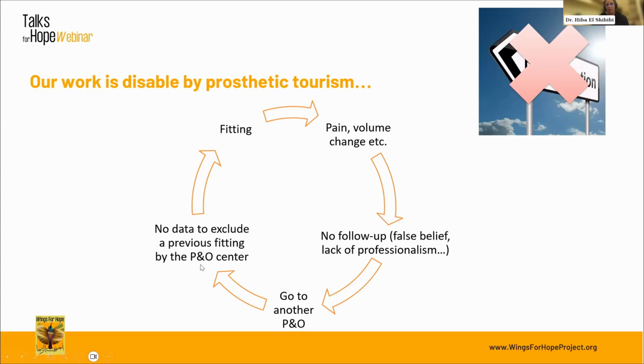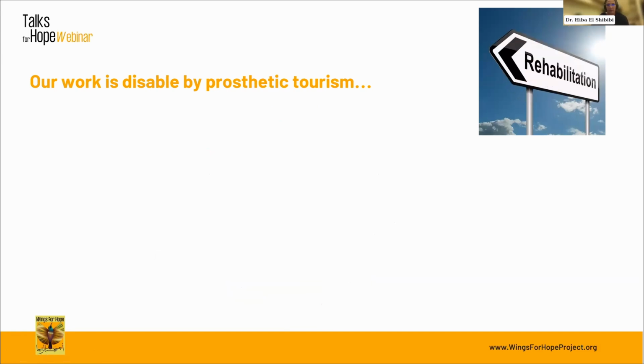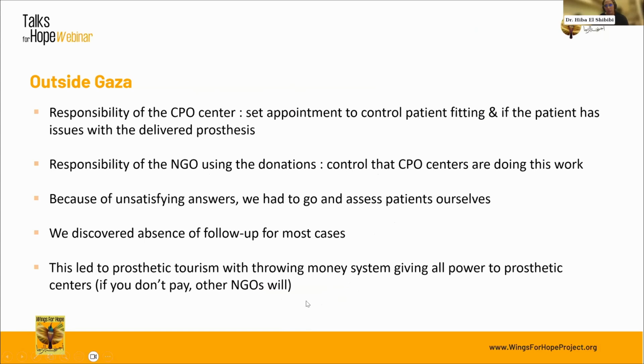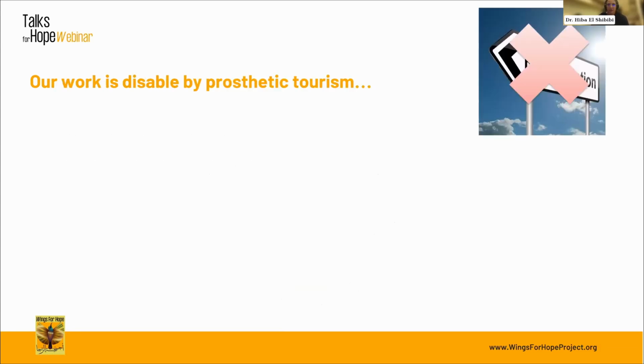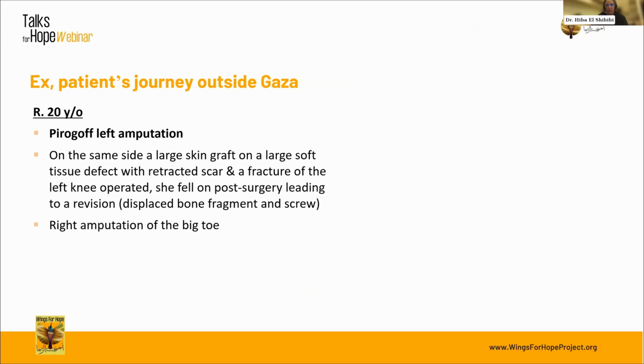And because there is no data, and I'm sorry to say that there is NGO that will give the money without controlling anything. He will have a new fitting, then a pain, volume change, and so on. So the problem with that is that, for example, when you are an NGO that wants to control what is going on, a CPO center is able to say to you that if you don't pay, other NGOs will. So we have lots of issues with that.